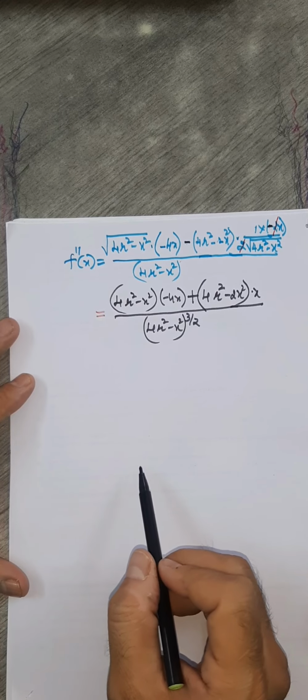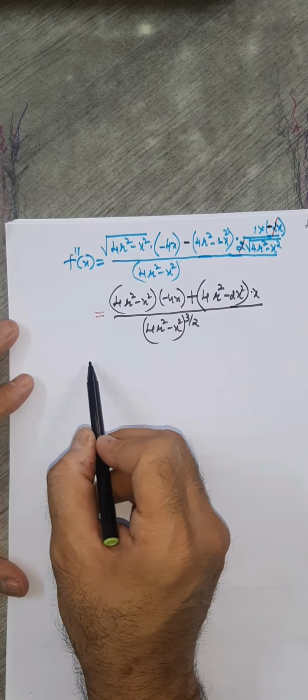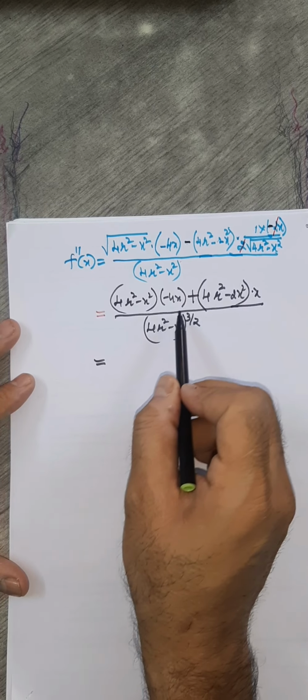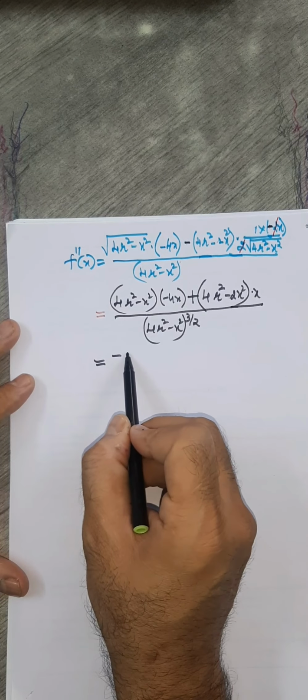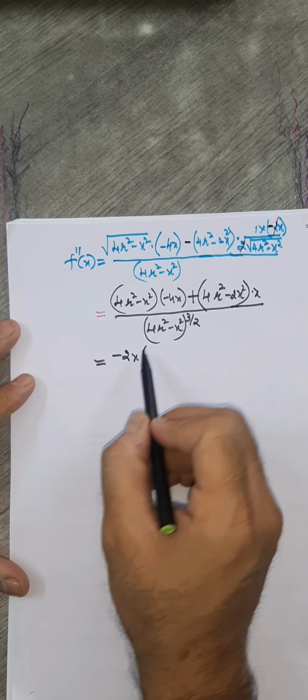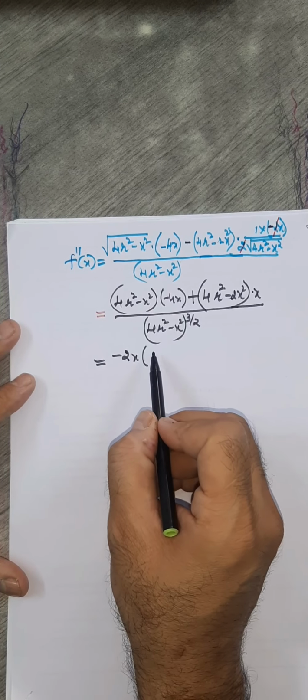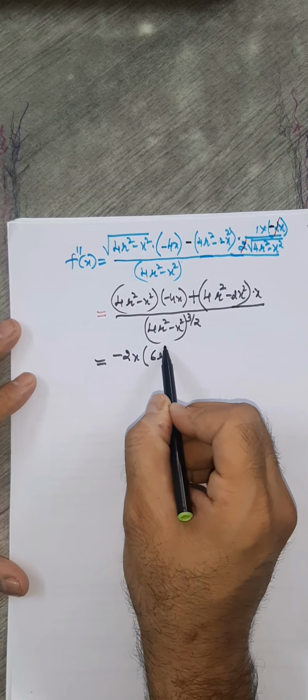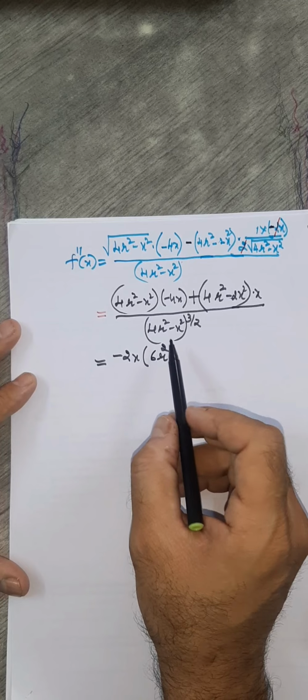Okay, now it's just a question of simplification over here. You can find x common and simplify. In fact, you can find 2 also common from this. So I'll take minus 2x common. And after the simplification, inside the bracket you will get 2 from here and 4 from here. So 6r square.